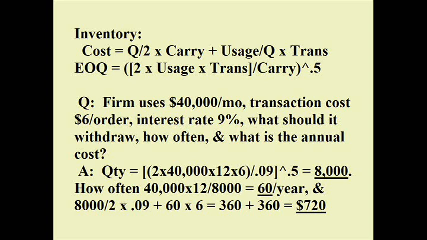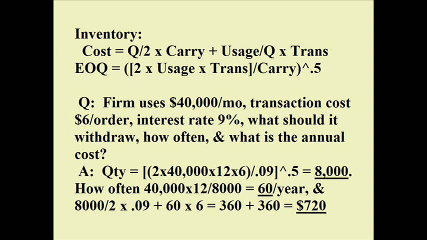Dollars per dollar. Let's do an example. A firm uses $40,000 a month. Watch it. $6 per order. Interest rate is 9%. What should it withdraw? How often? And what's your annual cost?